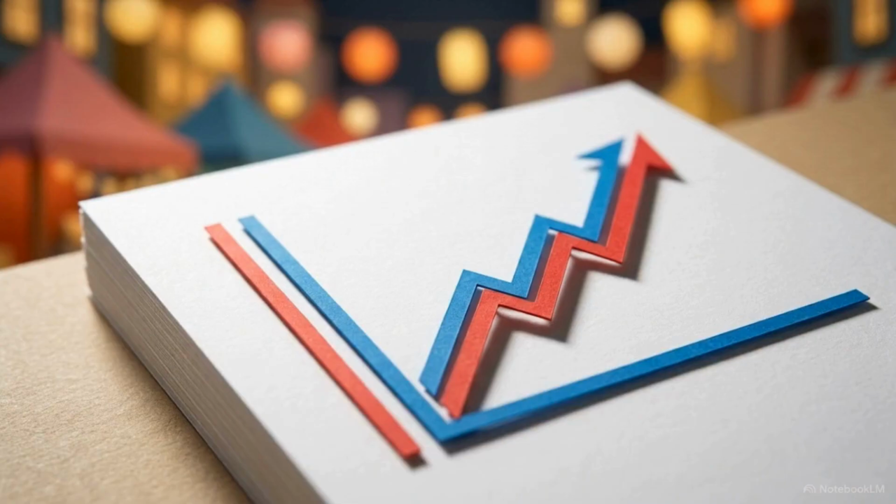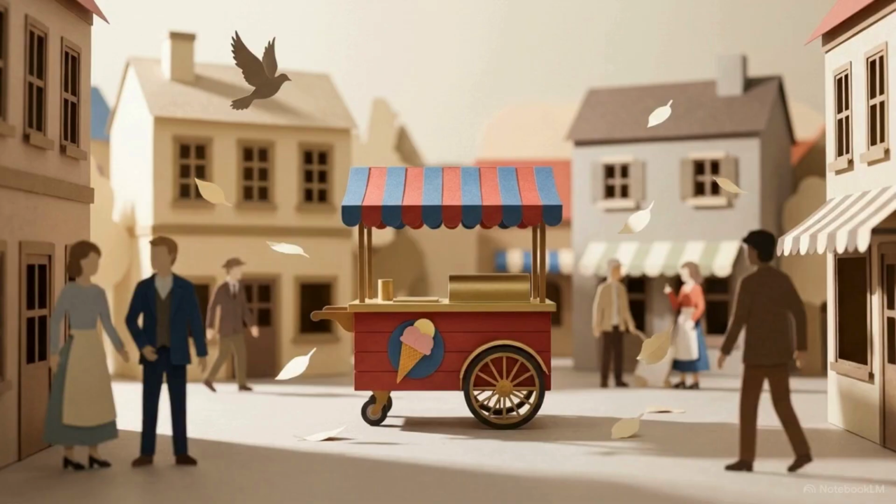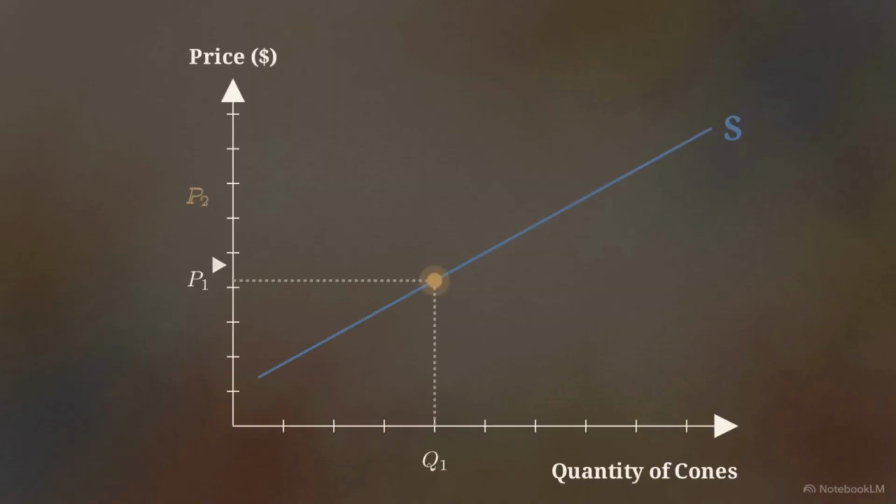What happens to this graph if the townspeople suddenly agree to pay $5 per cone instead of $3, while everything else in the world stays exactly the same? Since the price is higher, Steve works harder to put more ice cream in people's hands. On our graph, we show this by sliding upward along our existing supply curve. The quantity he offers increases because the price increased.